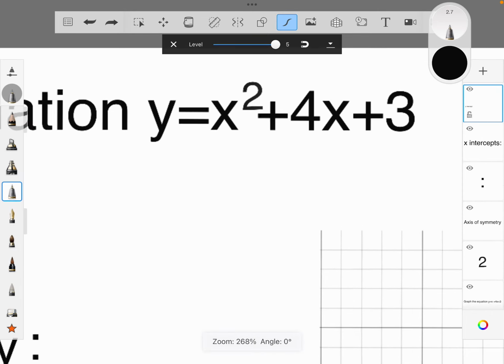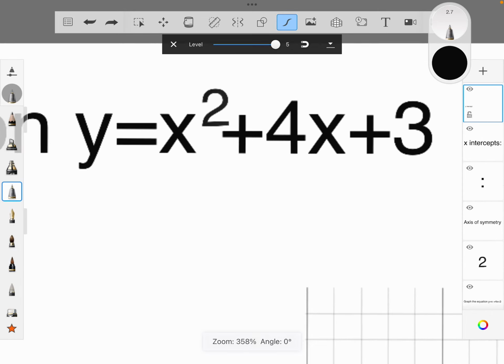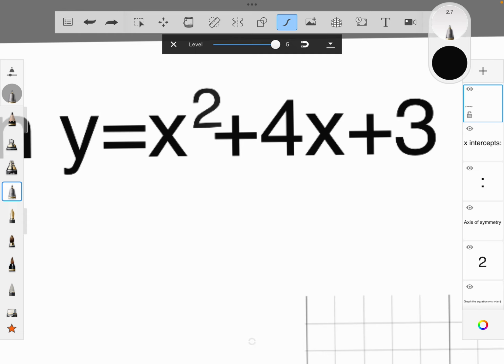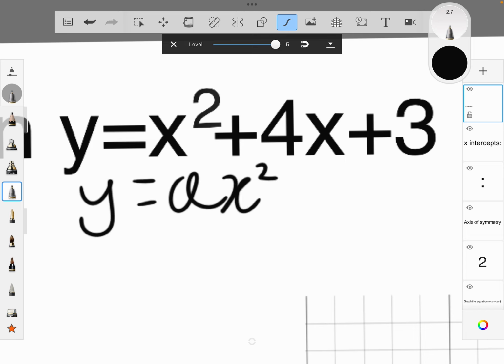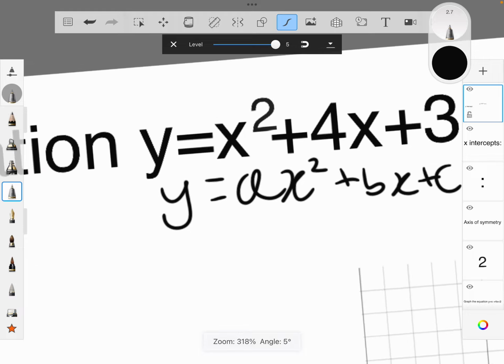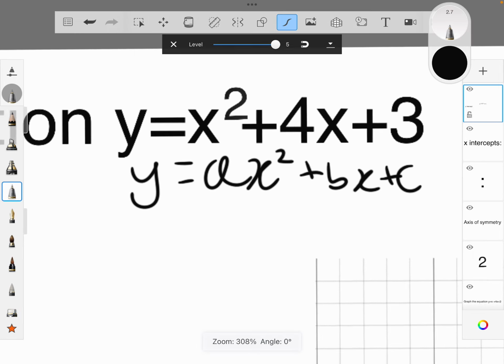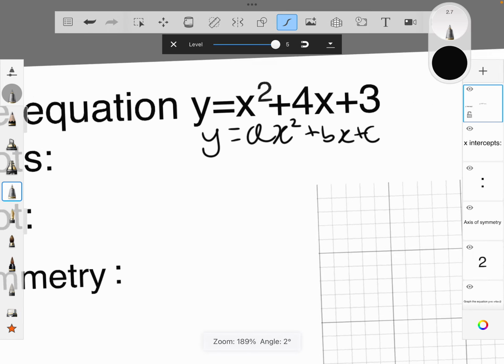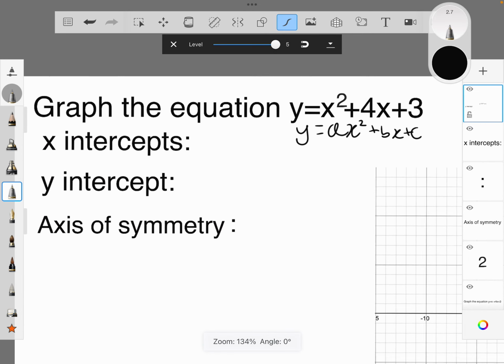This equation, y equals x squared plus 4x plus 3. First, let's write down the standard form of a parabola or a quadratic equation. That's just going to be y equals ax squared plus bx plus c. Now, in an earlier video, I explained what a, b, and c do to a parabola, but that's in an earlier video. To check that out, just go to my channel. Okay, so in this video, we're just going to be graphing it.